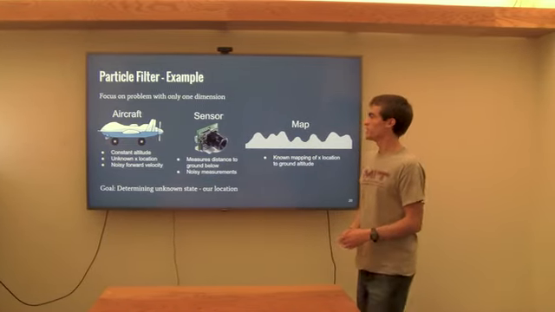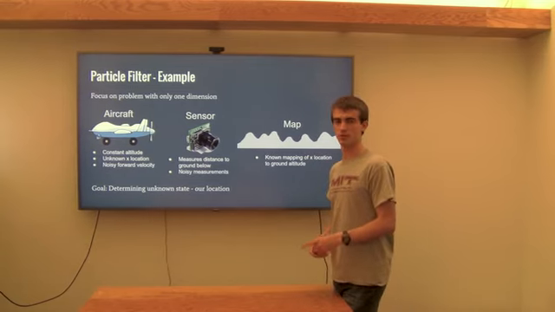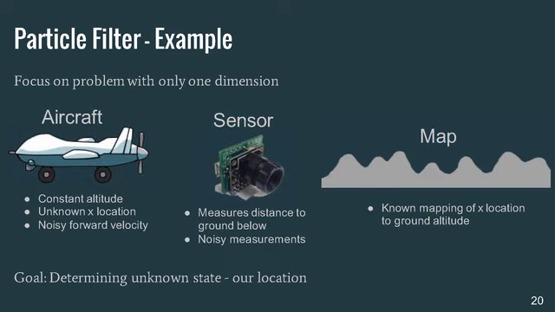So we're going to show you a toy example. This is a really simple example just to get the idea across. We're focusing on just one dimension. We have an aircraft, constant altitude, so take that variable out. The only thing we're trying to localize to is a distance x over a map. The sensor is just a range finder down to the ground at this constant altitude, and then the map is a known mapping of x location to ground altitudes, and we're about to see what that means. The goal here is determining where you are in the mountains.